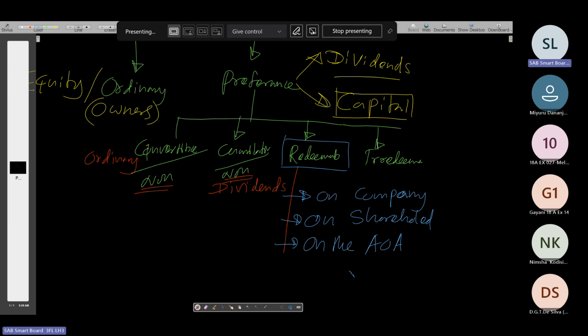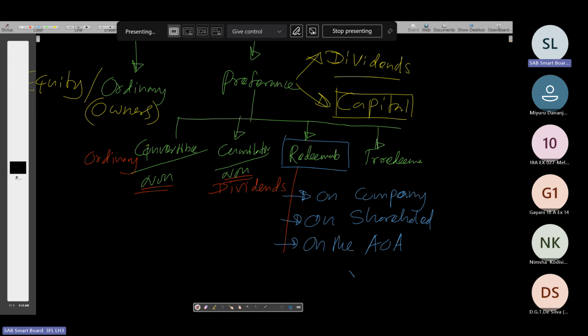According to the provisions contained in the articles, if it says redeemable preference shares are to be redeemed on a particular day, then the company has to redeem the redeemable shares on the day mentioned in the articles of association. So we can identify three options.